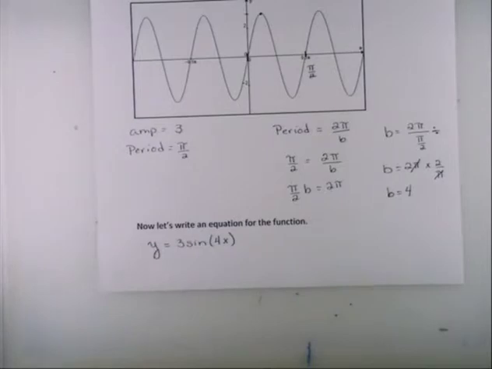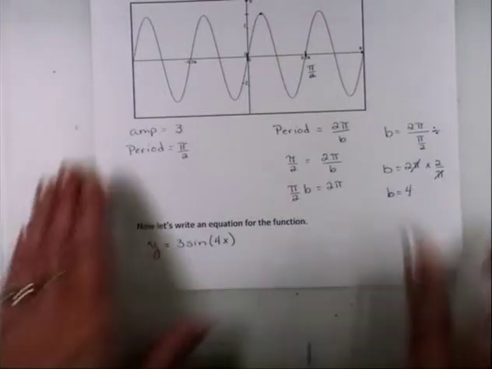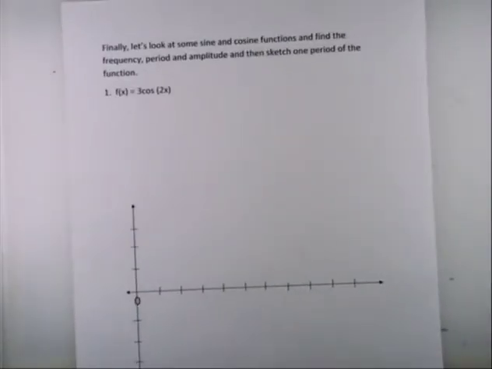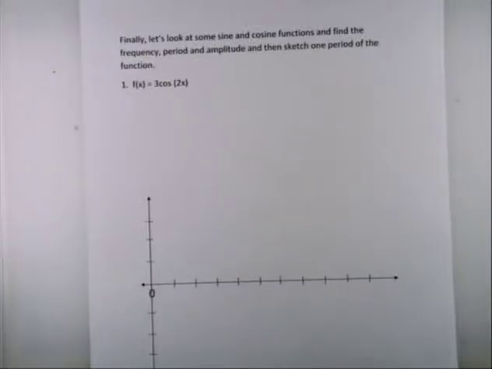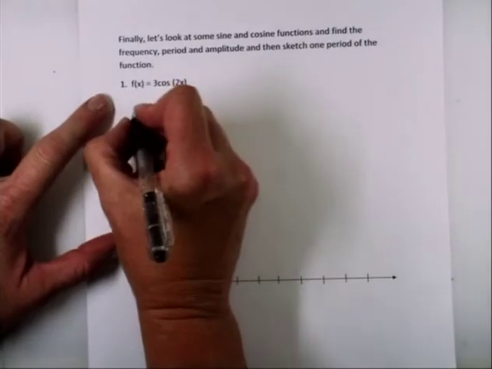And there you go. The last thing we're going to do is give you an equation and then have you graph it, instead of giving you the graph and having you write the equation. So let's take a minute to look at a couple of these. The first one is f of x equals 3 cosine 2x. Before you start, pull out those 3 pieces of information that we need.